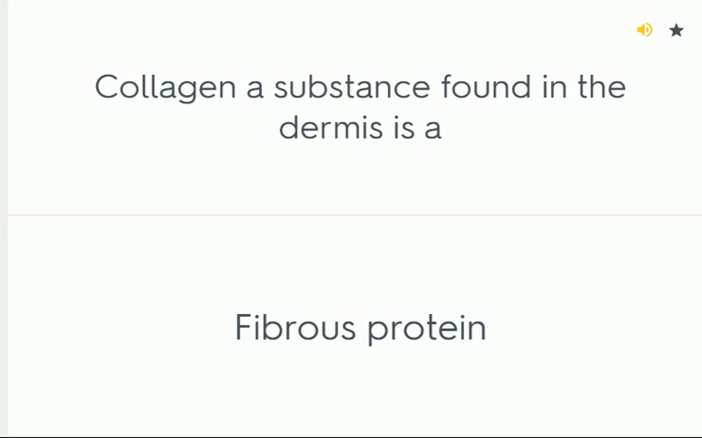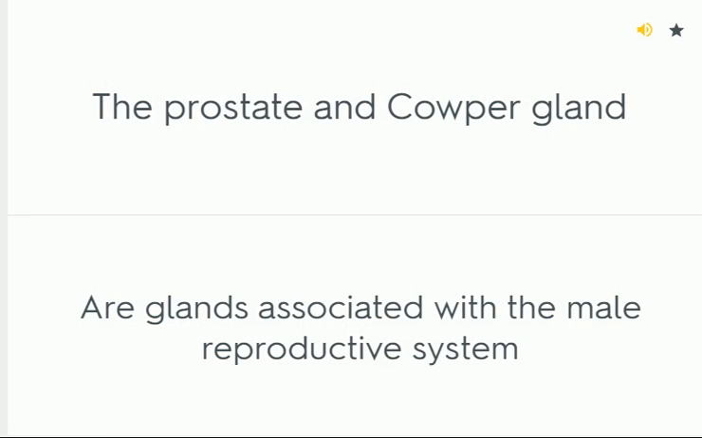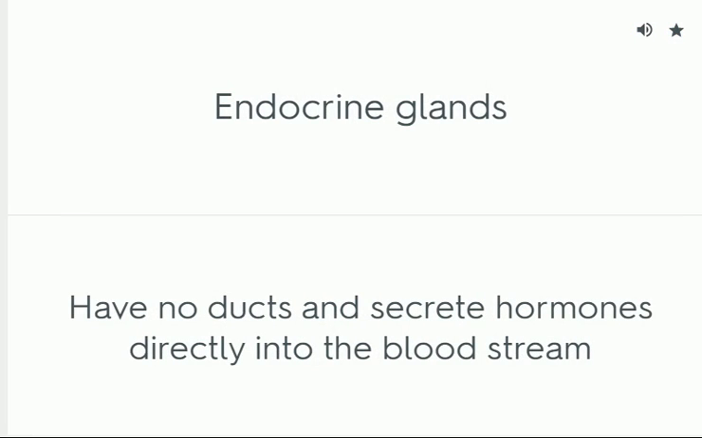Collagen, a substance found in the dermis, is a fibrous protein. Which of the following glands are located in the sides of the vaginal opening and produce mucus? Bartholin gland. The prostate and Cowper gland are glands associated with the male reproductive system. Endocrine glands have no ducts and secrete hormones directly into the bloodstream.